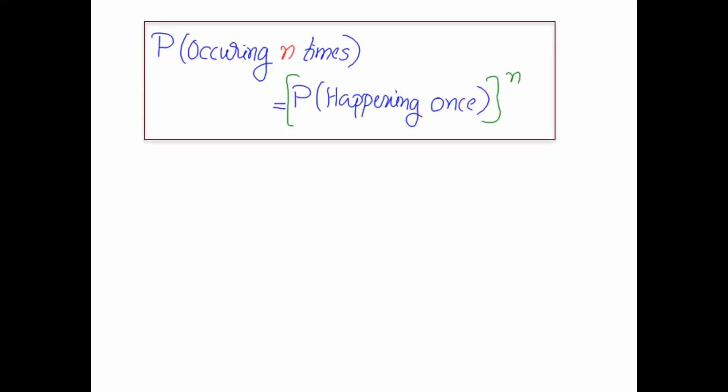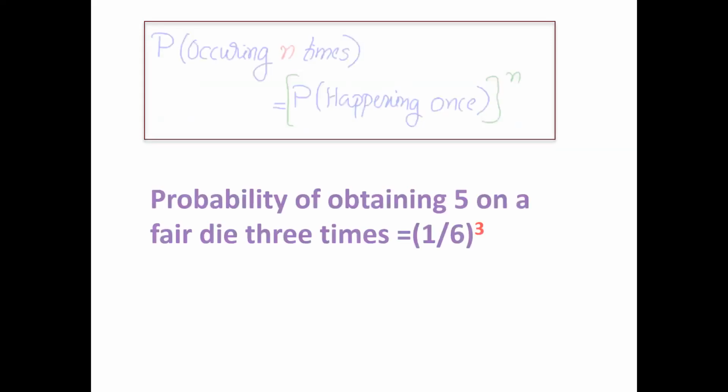P occurring n times. If an event is repeating, the probability of occurring once, you write it once and put the power of how many times it repeats. Probability of obtaining 5 on a fair die 3 times. Why are you putting 3 here? Because it's a repetition. When an event is repeating, its probability appears that many times. So this is a very important rule to manage repetition. You have to copy this.